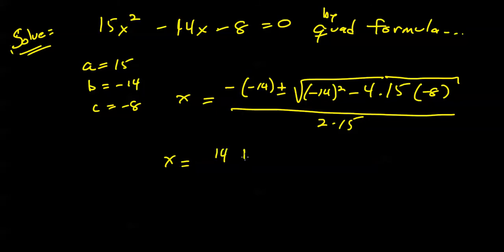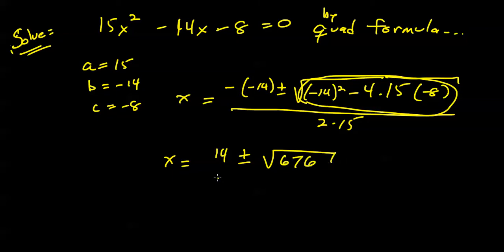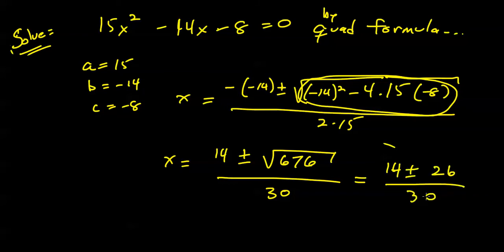Simplifying, I get a positive 14 plus or minus. If I grind out all this stuff onto the radical sign, it turns into a positive 676 over 30. Now it turns out the square root of 676 is 26, so that makes my life a little easier. So I'll say 14 plus or minus 26 over 30, and it means I have a plus or minus option.